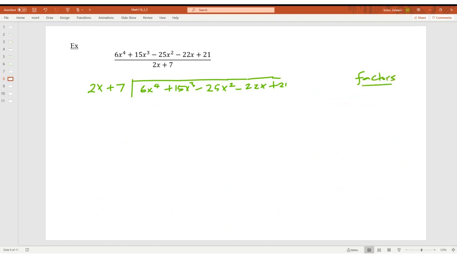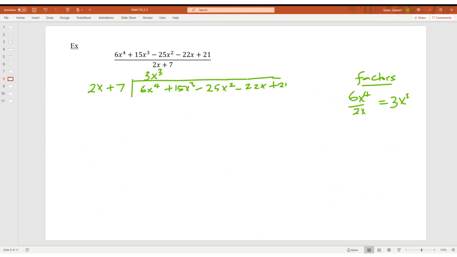First, we divide 6x to the power 4 by 2x. So 6 divided by 2 is 3. x to the power 4 divided by x is x to the power 3. So you have 4 x's and you are taking away 1 x. So this goes up here, 3x to the power 3.